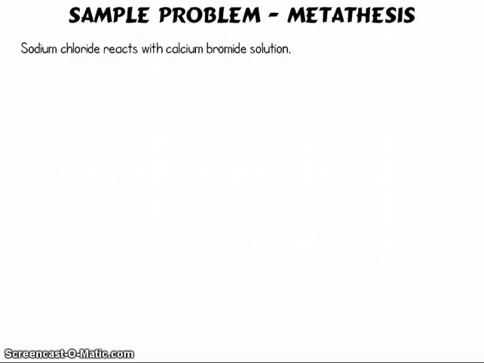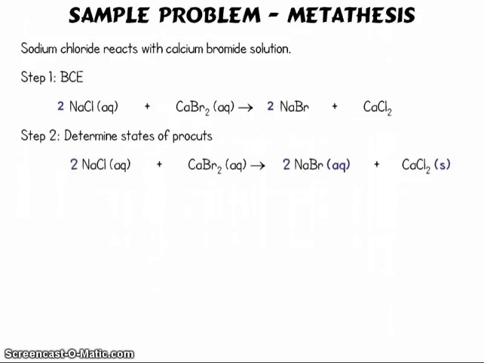One final metathesis example just to show you why we have to be worried about what states the products are in. If we go with this sodium chloride reacting with calcium bromide in solution, we begin with 2 aqueous halide compounds. We're going to swap partners so that we now have sodium bromide, calcium chloride. Swapping charges gives me the formulas. We balance, requiring 2 sodium chlorides and 2 sodium bromides.